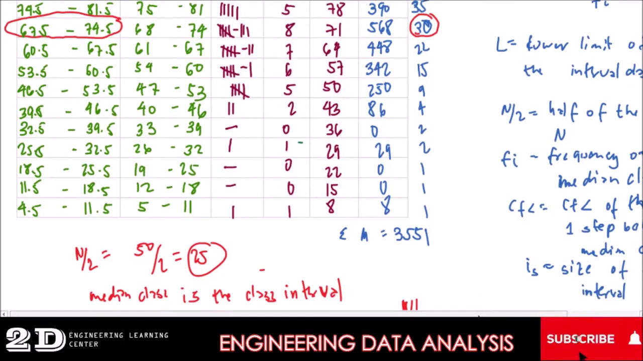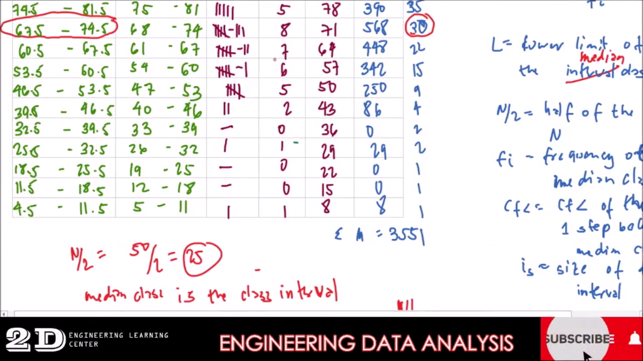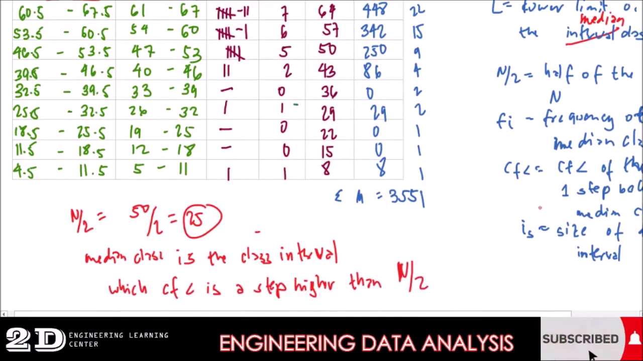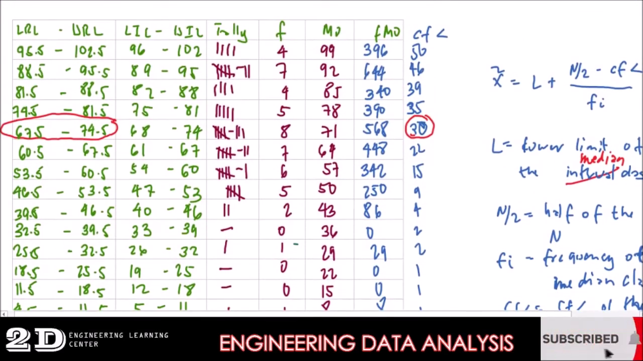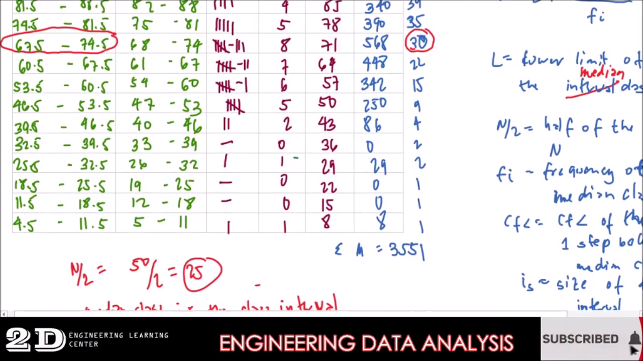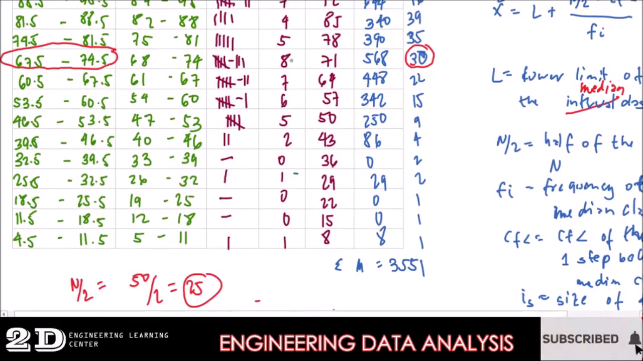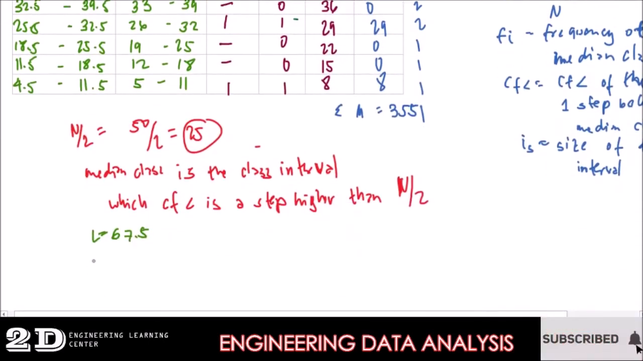So we could now have our L, which is the lower limit of the median class. Sorry for that. So our median class is this one, and our lower limit is L. So the lower real limit will be 67.5. Then next we will have our Fi, the frequency of the median class. So that is the F, and that will be 8. So our Fi is equal to 8.